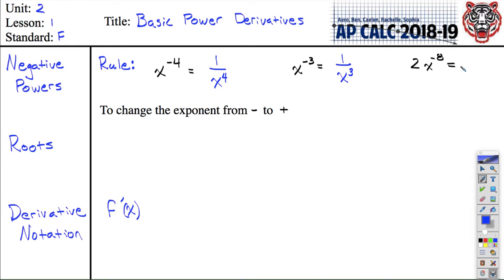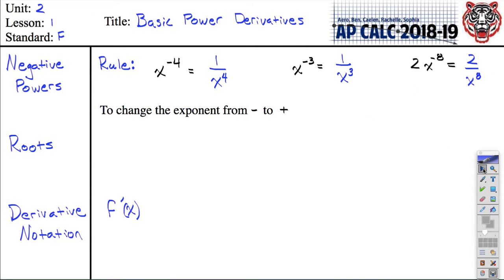And finally, this is the tricky one. This is the one that I think I saw the most mistakes on last year. Who wants to do this one? 2 over x to the 8. Yeah, so you have it correct. The most common error is bringing the 2 down with the variable. Hopefully we'll never do that for this class because we know how to do this correctly.